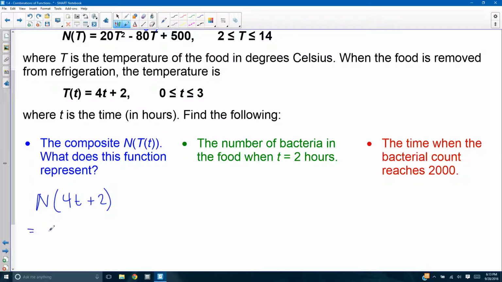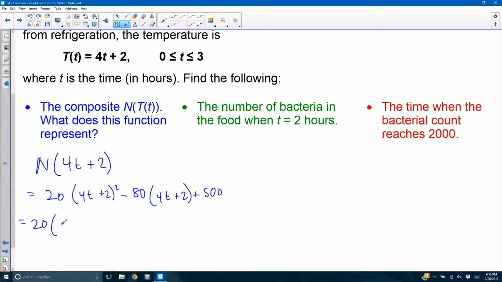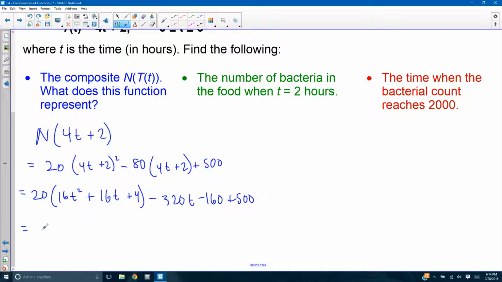N of 4t plus 2 is 20 times 4t plus 2 quantity squared, minus 80 times 4t plus 2, plus 500. I'm going to be doing this without a calculator. We'll see how I do. So that is 20 times 16t squared plus 16t plus 4, minus 320t minus 160, distributing the negative 80, plus 500. 20 times 16 is 320t squared plus 320t plus 80, distributing the 20, minus 320t minus 160 plus 500.